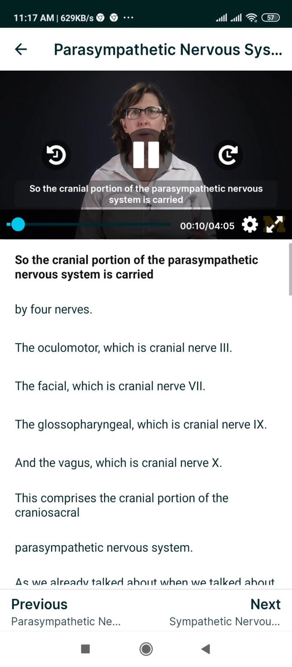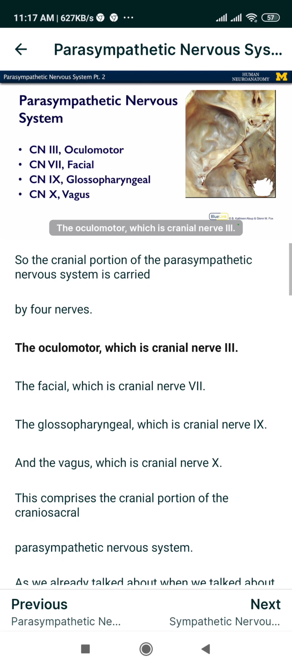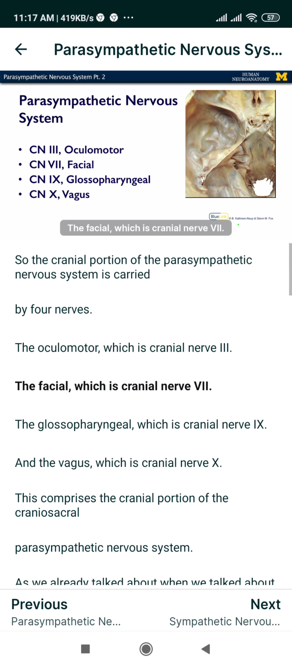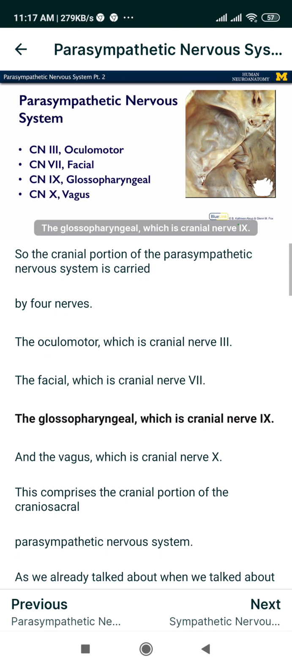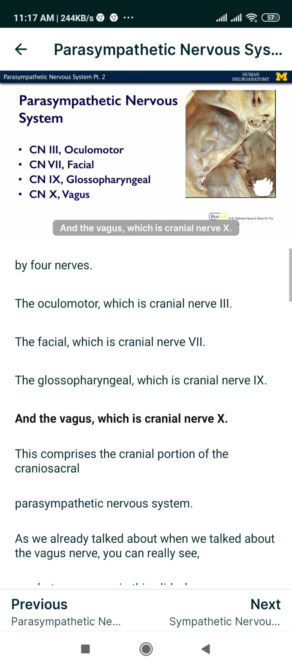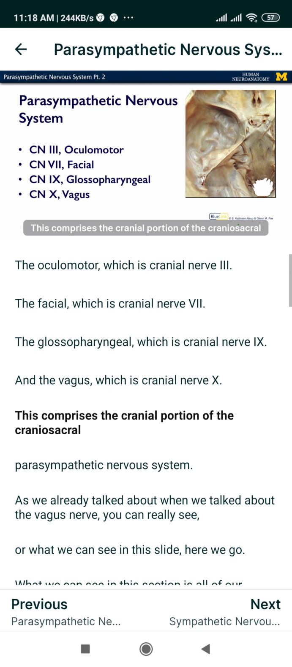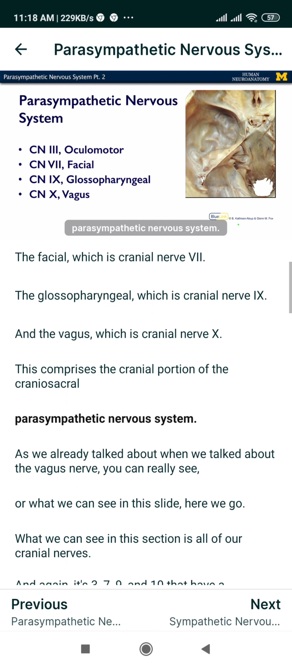The cranial portion of the parasympathetic nervous system is carried by 4 nerves: the oculomotor, which is cranial nerve 3, the facial, which is cranial nerve 7, the glossopharyngeal, which is cranial nerve 9, and the vagus, which is cranial nerve 10. This comprises the cranial portion of the craniosacral parasympathetic nervous system.